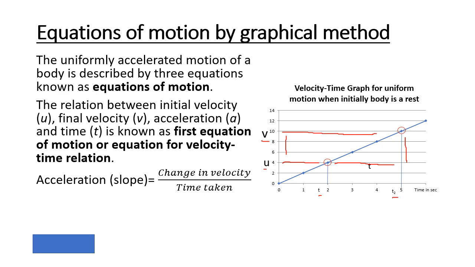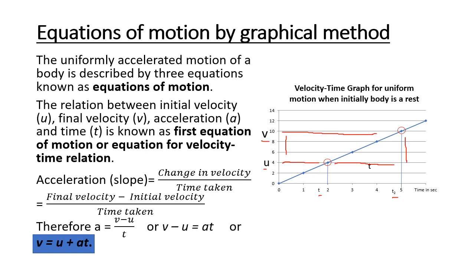So acceleration is change in velocity upon time taken. So what is change in velocity? Final velocity minus initial velocity. Yes, final velocity minus initial velocity upon the time taken. Final velocity is v, initial velocity is u, time taken is t. So we have a is equal to v minus u upon t, or you can take the t into multiplication here. So v minus u equal to at, and minus u, when you move to the right side, you get v is equal to u plus at. So this is the first equation of motion.